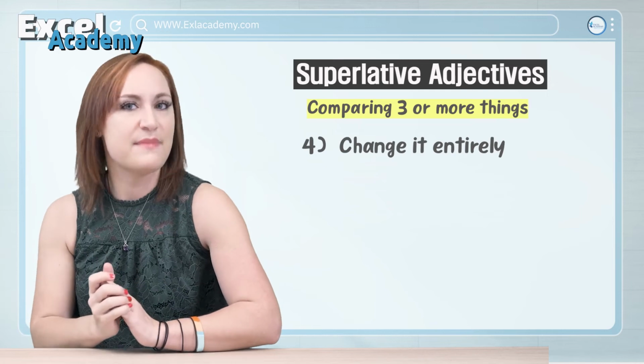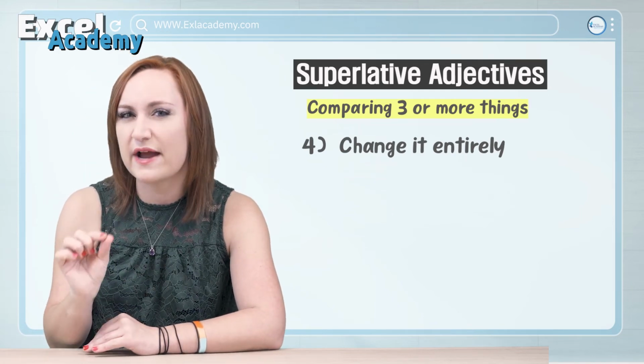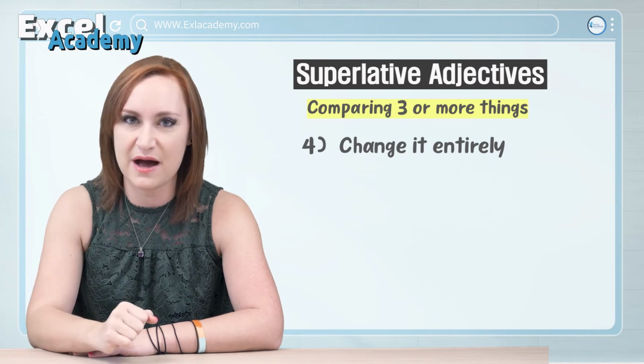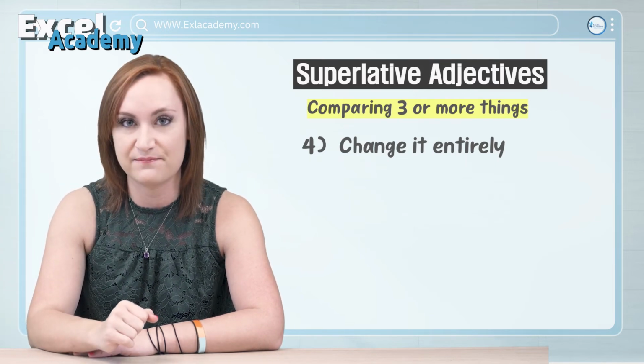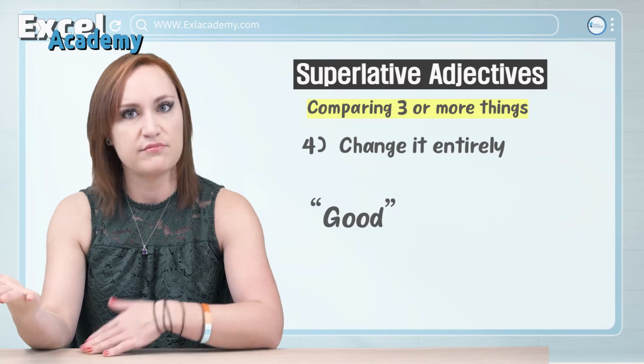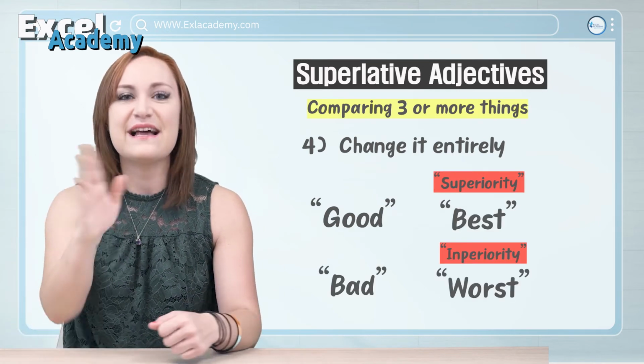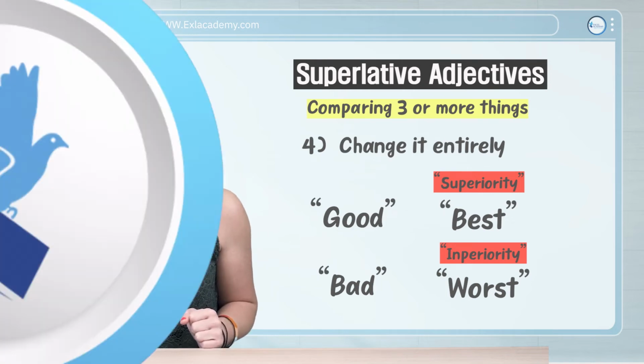Finally, let's remember that there are a few irregular adjectives that change their spelling entirely when moving from the positive degree to the superlative degree, such as good and best, or bad and worst. Now let's take a little quiz to see what you've learned.